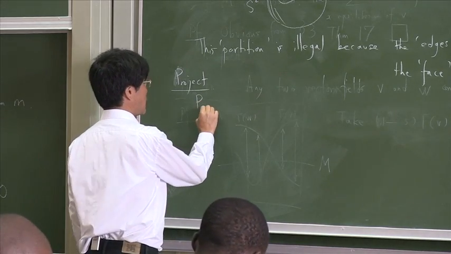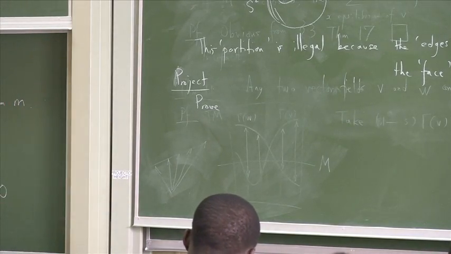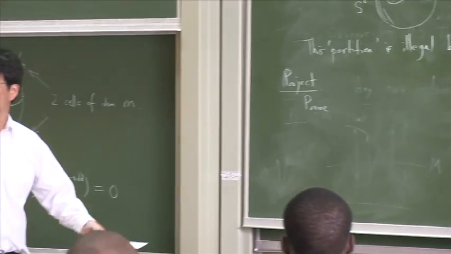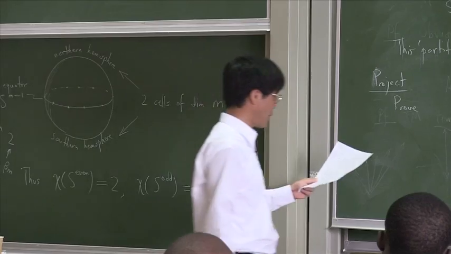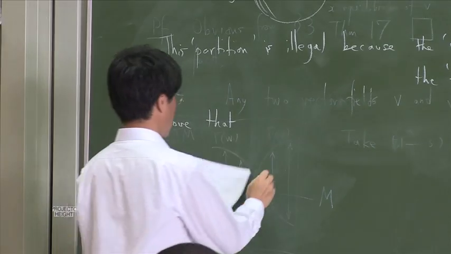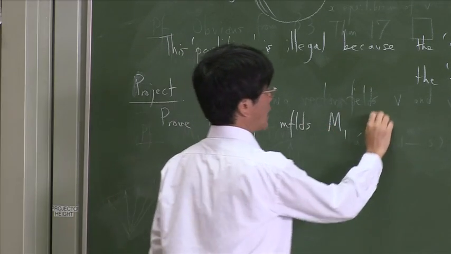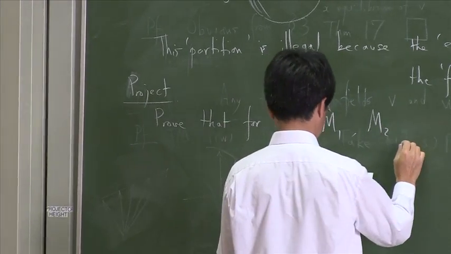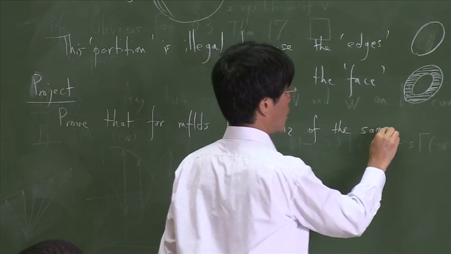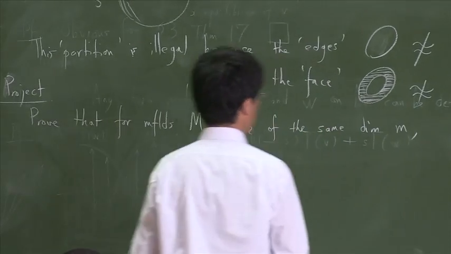But these facts are very useful to know, so I just state them, and you can either prove them for yourselves, submit them as projects, or you can believe them, or you can come to me and I'll show you how to do them. Okay. So, first project: the correct result is that for any manifolds M1 and M2 of the same dimension, let's call the dimension m.